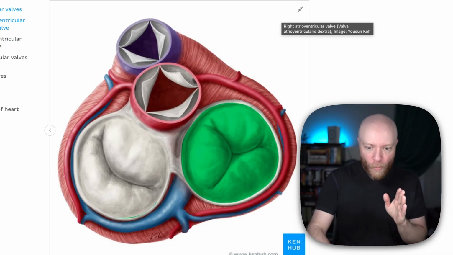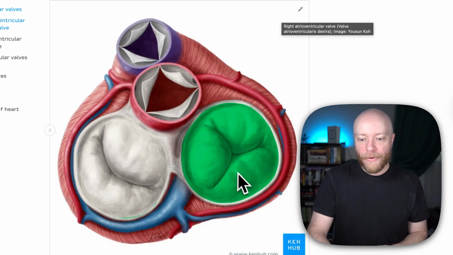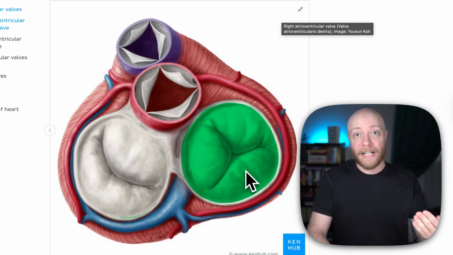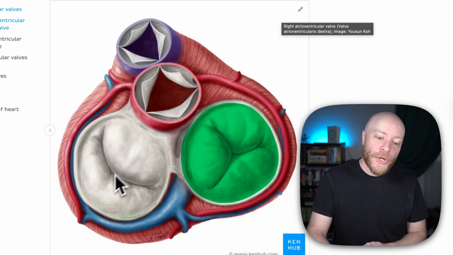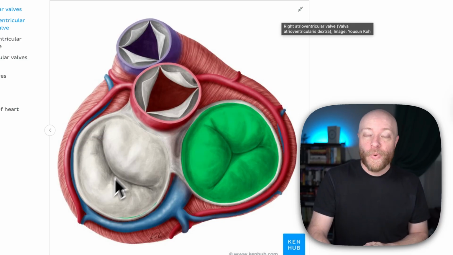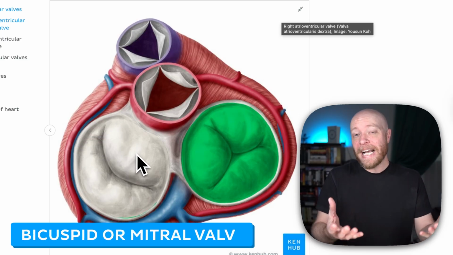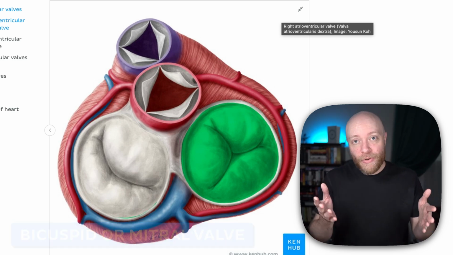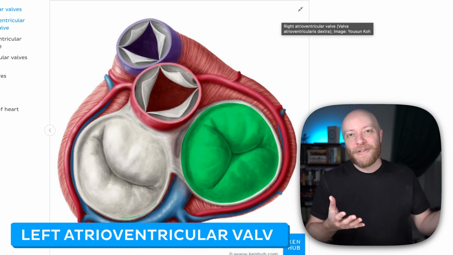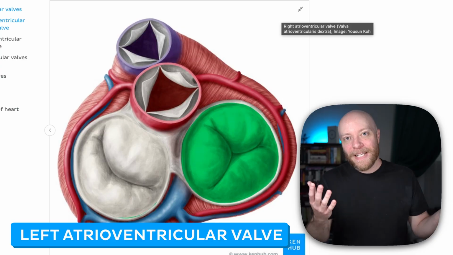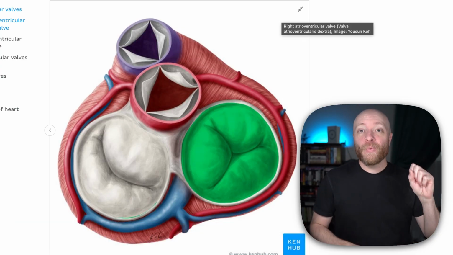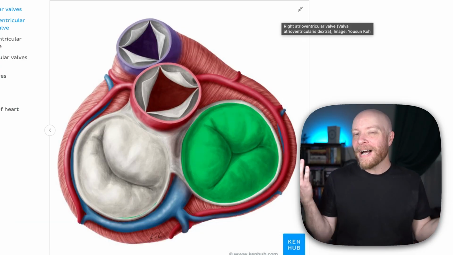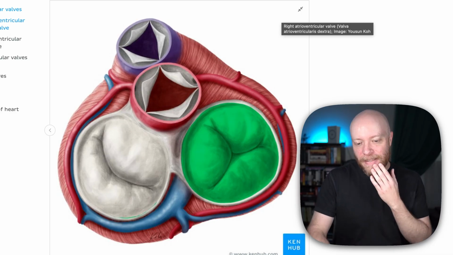So what we can see is there are three cusps belonging to this valve, which is why it's called the tricuspid valve. And then we have two cusps on this side, which is why it's called the bicuspid valve. Now, it's also called the mitral valve. So mitral, or left atrioventricular, or bicuspid. Again, this is anatomy. If there weren't multiple names for a structure, is it really anatomy at that point?